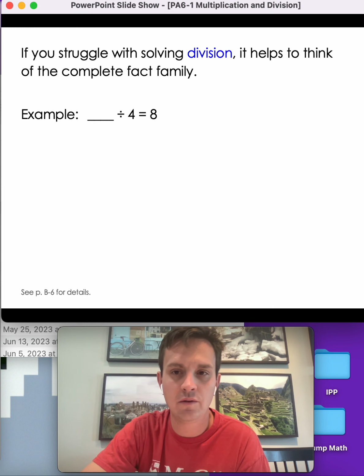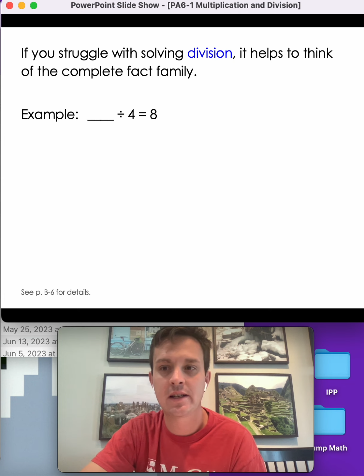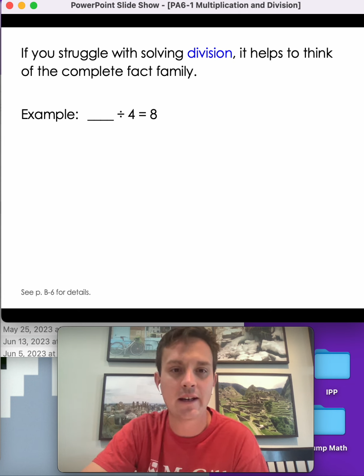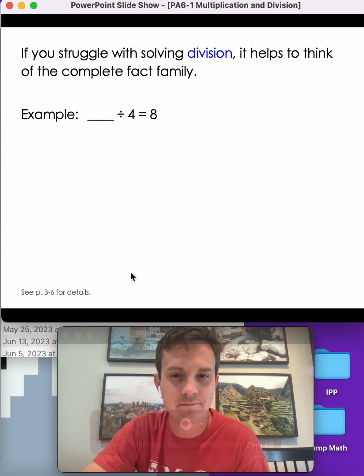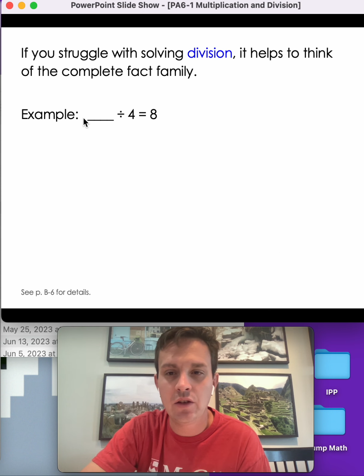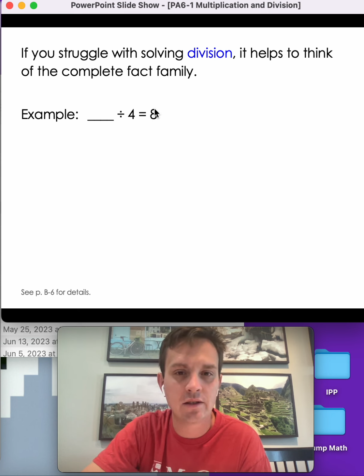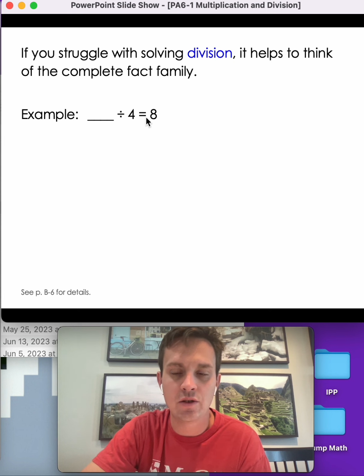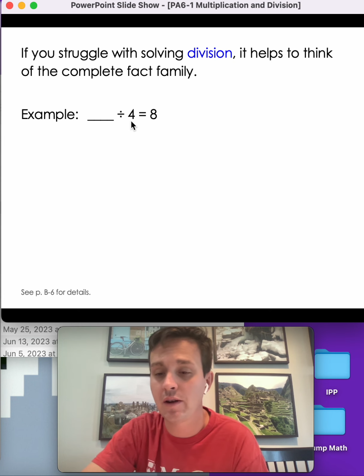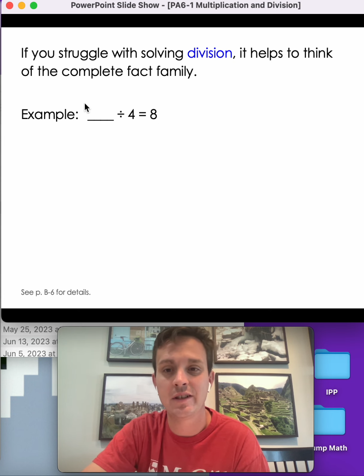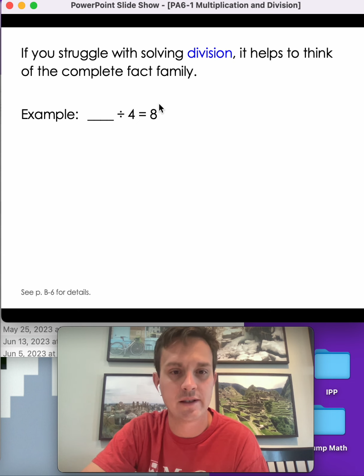So if you struggle with solving division, it helps to think of the complete fact family. So if you're not sure what divided by 4 is 8, you can use the fact family to multiply. So the fact family here is 4 times 8 equals the blank. And so you can count up by 8s 4 times, or up by 4 8 times, or you can start learning that 4 times 8 is 32. So then 32 divided by 4 is 8.